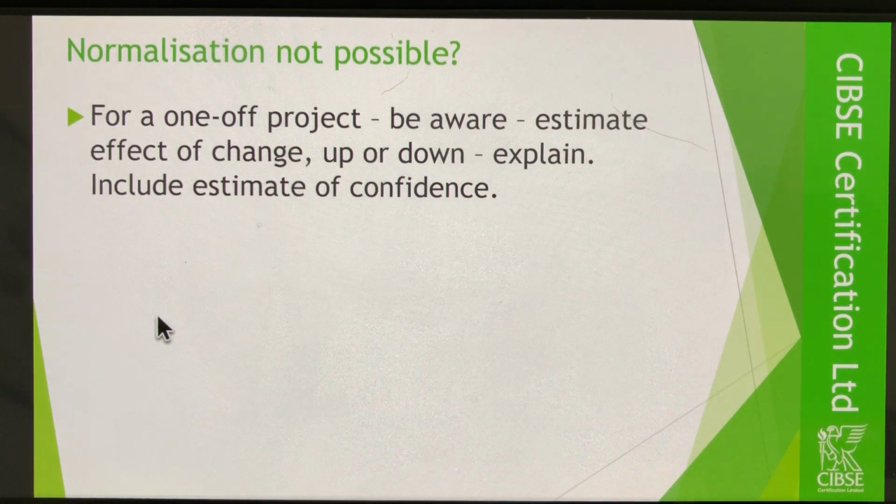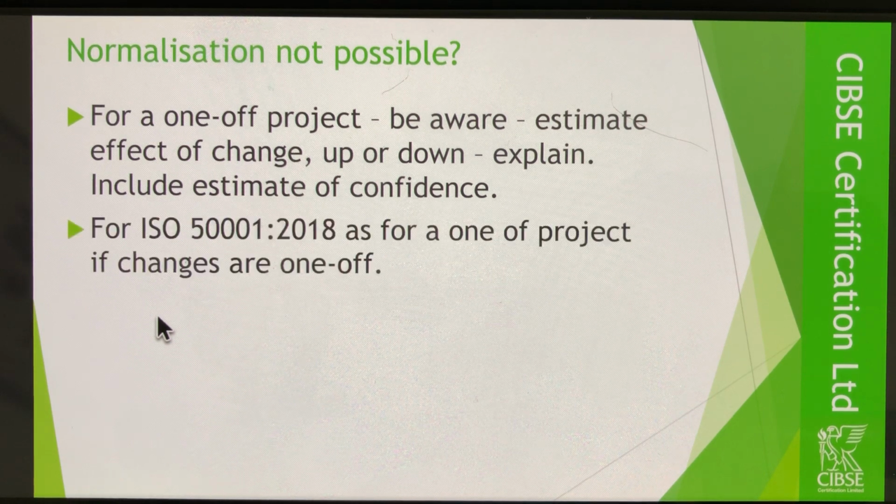So what happens if you decide that despite your best efforts, you just can't normalise, you can't get the data, you can't work out what the correction factor should be? Well, we've got to accept that reality occasionally. So for one-off projects, be aware of the limitations, try and estimate it up or down, and explain. Include an estimate of confidence. You know, don't ignore it. Explain the limitations of what you've done.